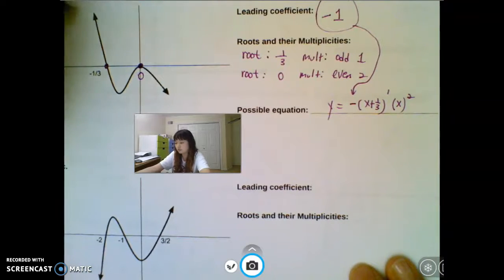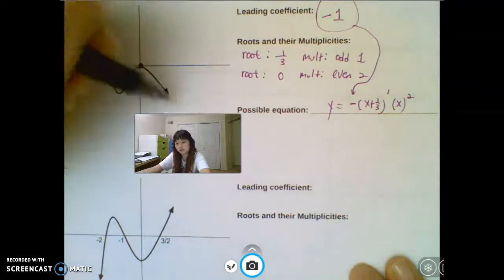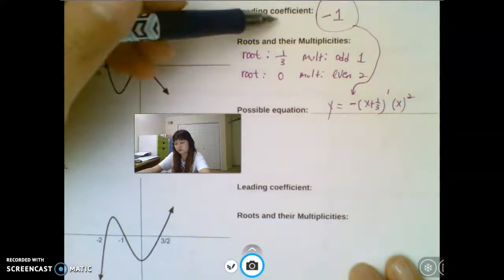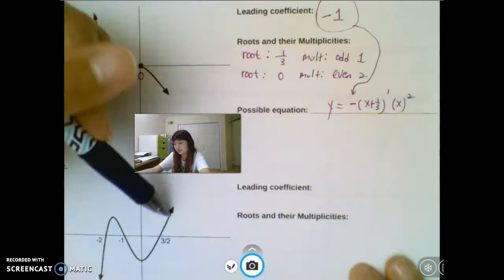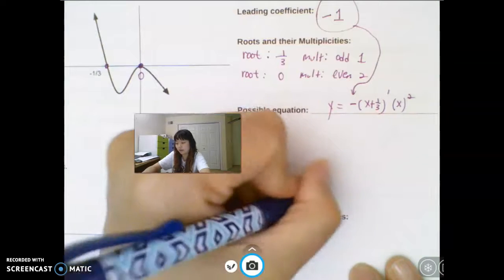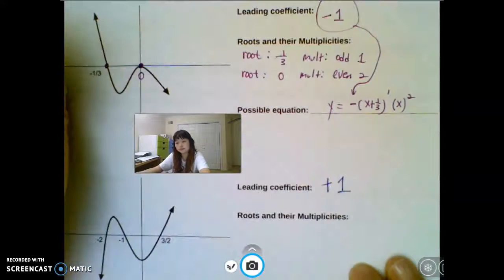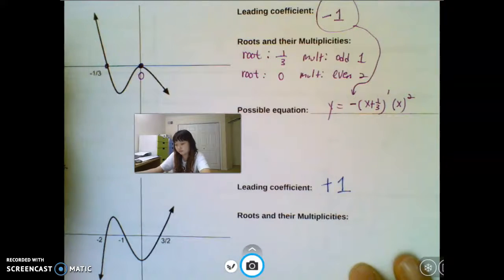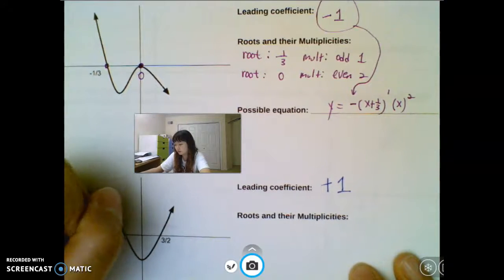Here, so B is an odd because they're going in different directions, but it's going down to negative forever, so that's why leading coefficient was negative. In this case, it's going up forever, so it'll be positive. We don't know what it is, but we just know it's a positive number. I see 3 roots. Do you see 3 roots? 1, 2, 3.